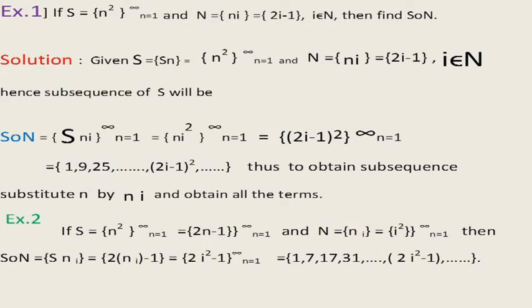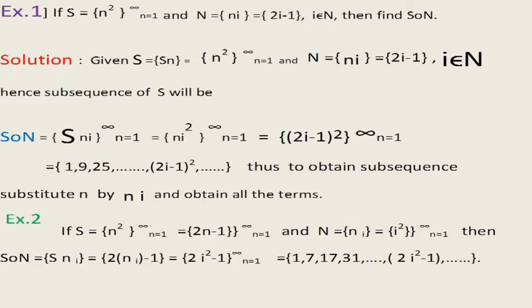substitute n by n_i. So in the main sequence there is n square. So in this sequence substitute n by n_i. So the sequence will be n_i square, n is equal to 1 to infinity, and put the value of n_i is equal to 2i minus 1. So the nth term of this sequence will be (2i minus 1) whole square.